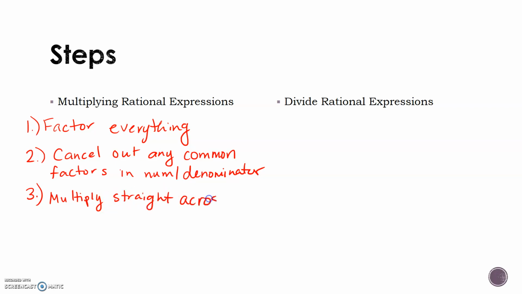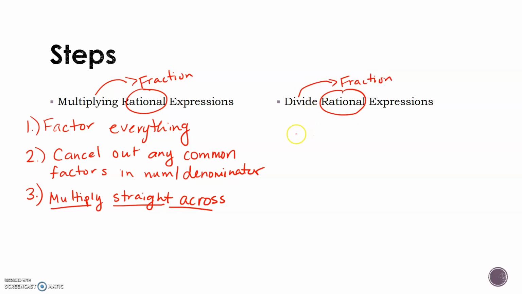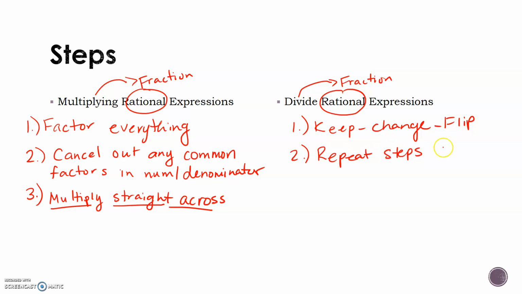And the reason why we do this is because the word rational means fraction, and how we multiply fractions is we multiply them straight across. When we're dividing, again, rational means fraction. And when we're dividing a fraction, the first thing we do is keep, change, flip. And then the second thing is to repeat the steps for multiplying.